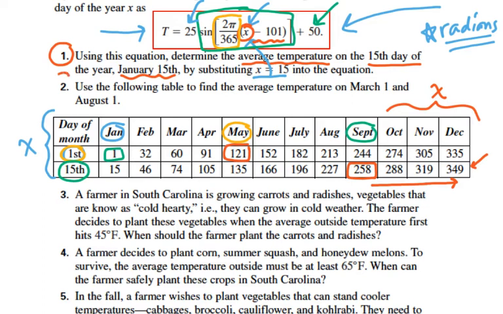For question number 2, why don't we use the chart, and they're asking you, can you find the average temperature, can you find T on March 1st and August 1st? So on March 1st, if you look in your chart, what X value is it when March 1st? That's the X value that you'll plug in, and you'll repeat basically what question number 1 says.